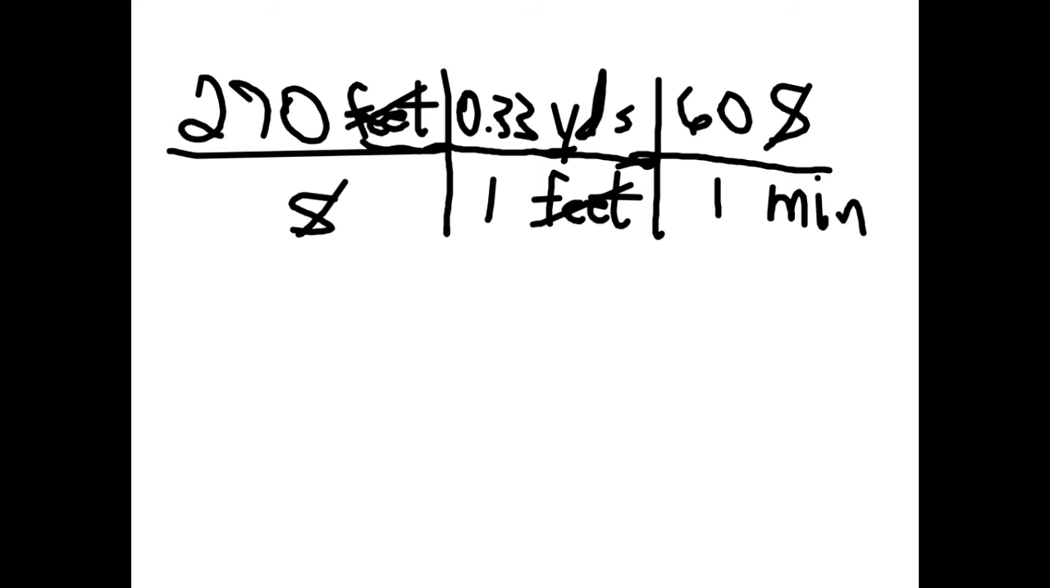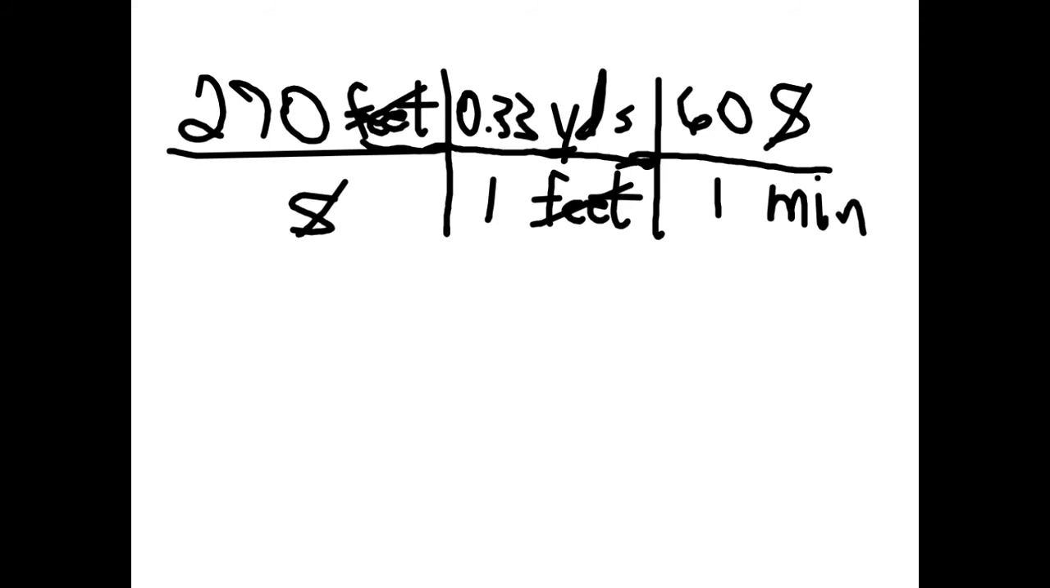Yeah. But yeah, you could. You could say 1 on top and 3 on bottom. Yeah. But it's the same thing. Okay. It depends on what information you have. If you have the information 3 feet for every 1 yard, then you would use that information. But this is the information they gave us. So, but it is exactly the same thing.